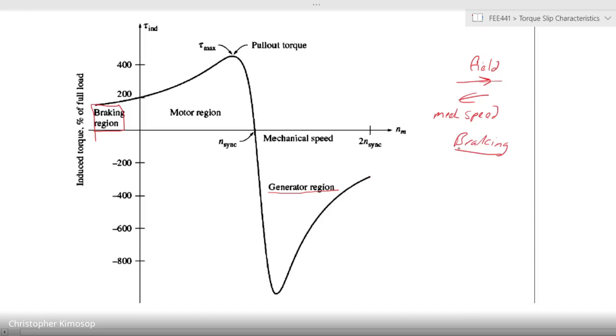We'll talk a bit about that in the next lecture, whereby we make use of this effect in order to slow down the motor even faster than how you would normally do it.